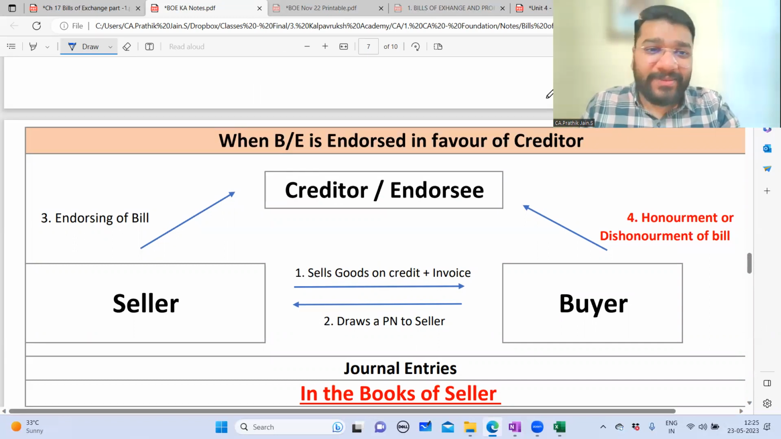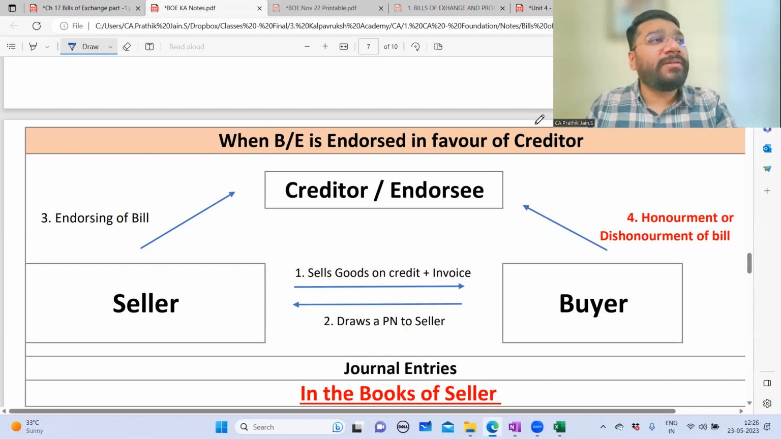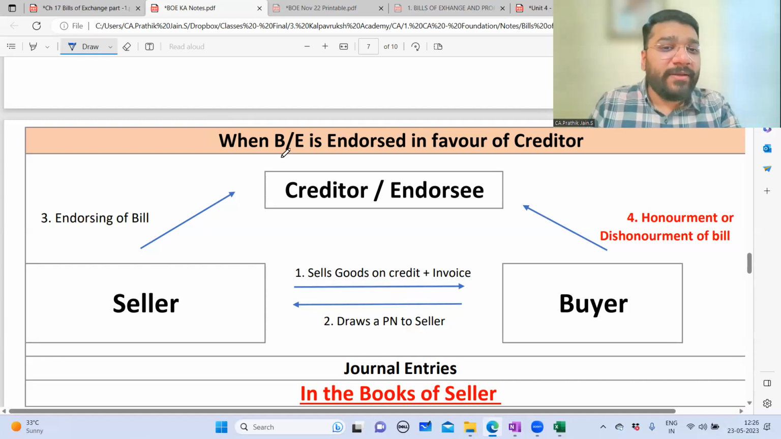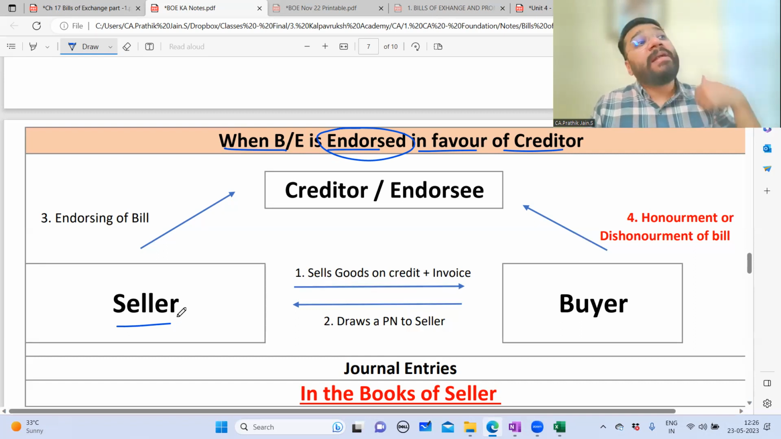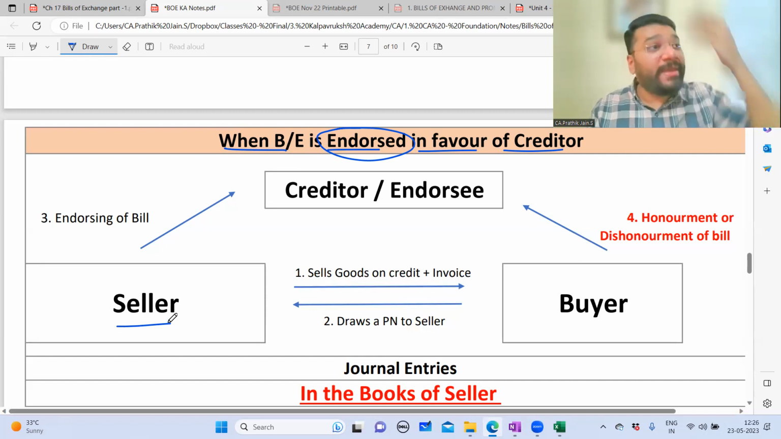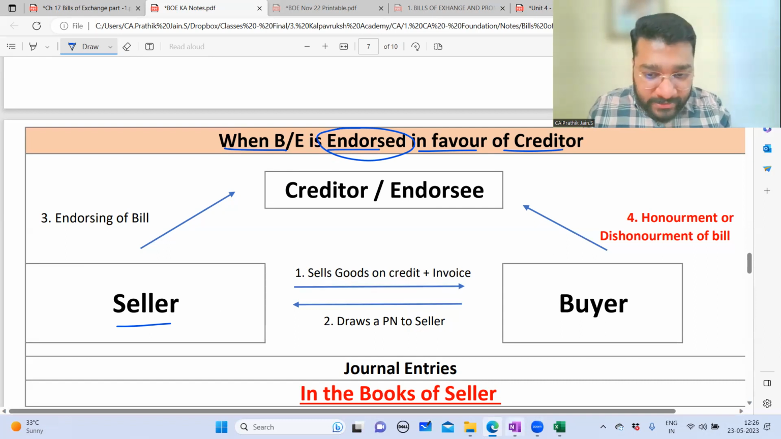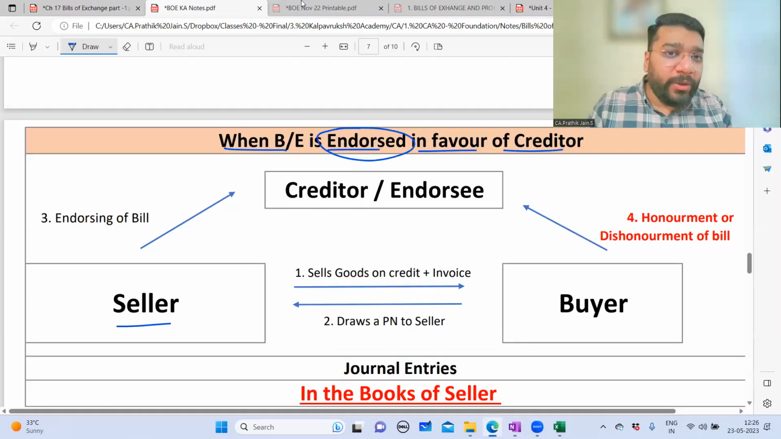Sir, continue. Okay. Now this brings us to the third case, which is when a bill of exchange is endorsed in favor of a creditor. Now, what is endorsement? Endorsement is a procedure where the person who has the bill, that is the seller, will transfer this bill to some other person to whom he has to make the payment. So let's take one example to analyze this. I'm practically taking one question to explain this.